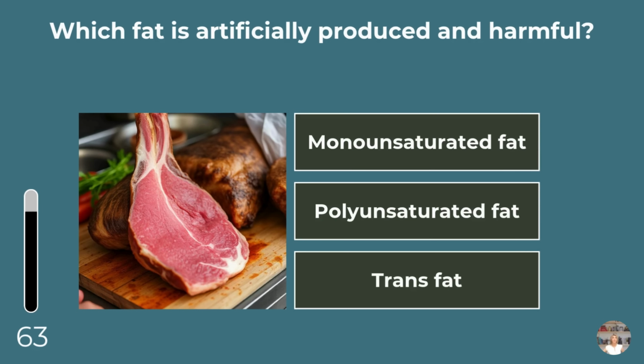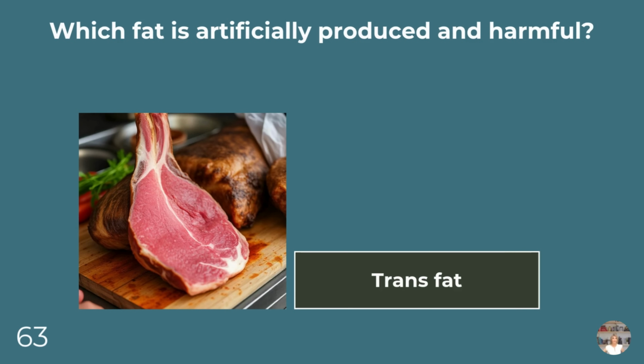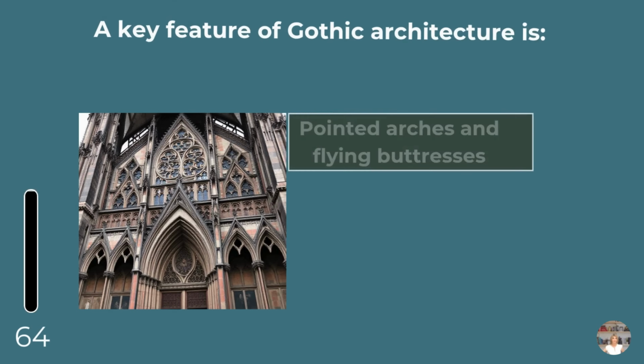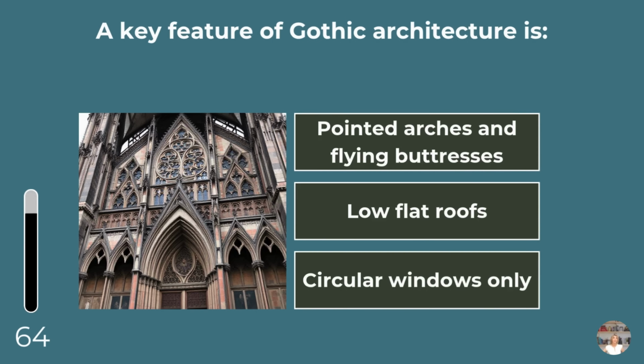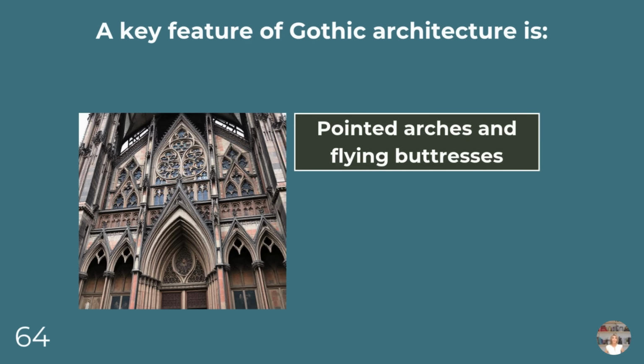Which fat is artificially produced and harmful? Monounsaturated fat, polyunsaturated fat, or trans fat? Trans fat. A key feature of Gothic architecture is pointed arches and flying buttresses, low flat roofs, or circular windows only. Pointed arches and flying buttresses.